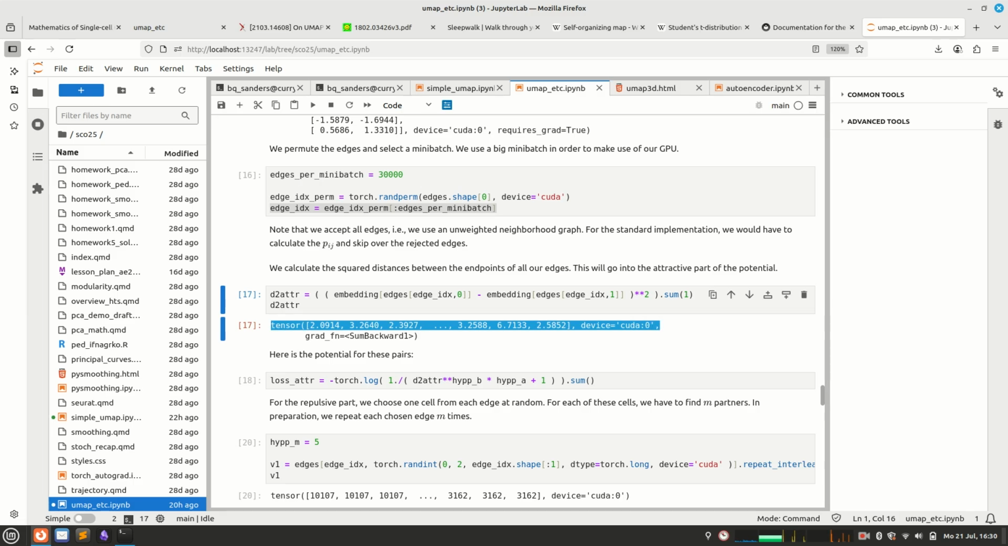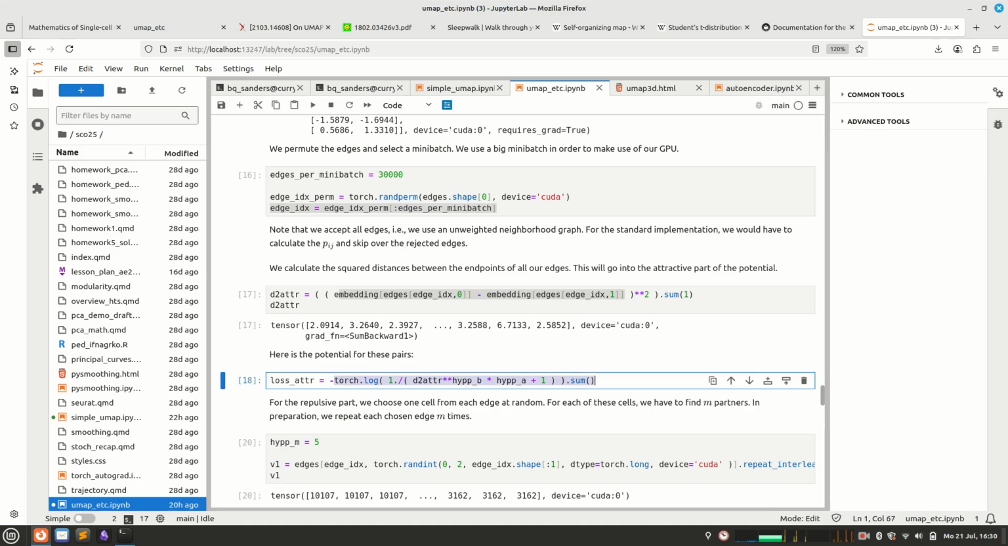And I don't look anymore at the distances in feature space. I have my neighborhood graph, that's all I know. UMAP doesn't look at anything else except for the neighborhood graph. So I calculated here the distance between all pairs of neighboring points in embedding space.